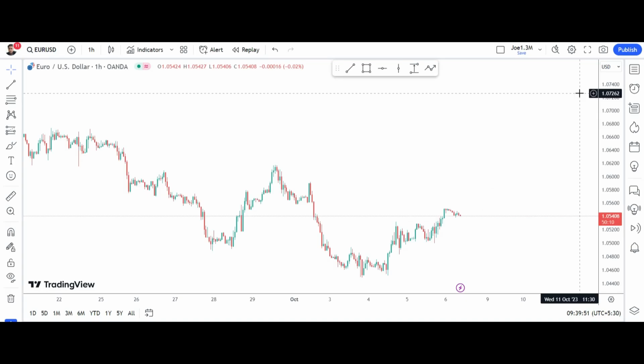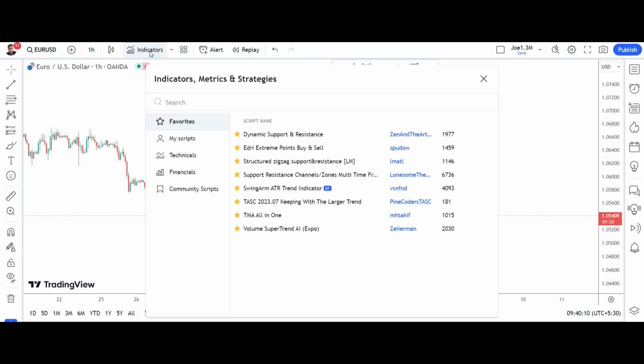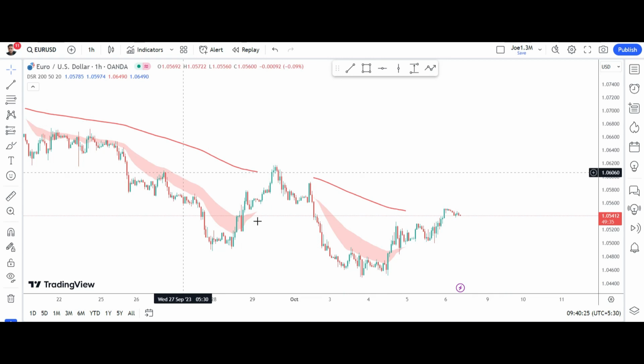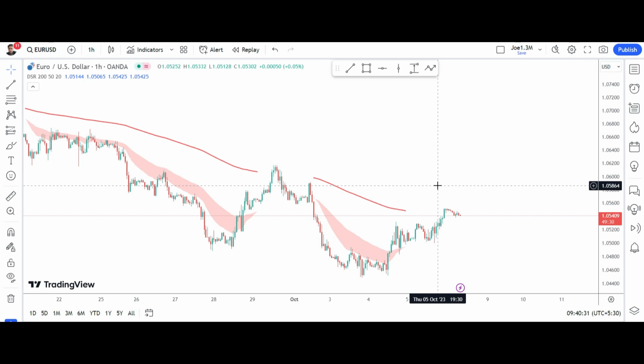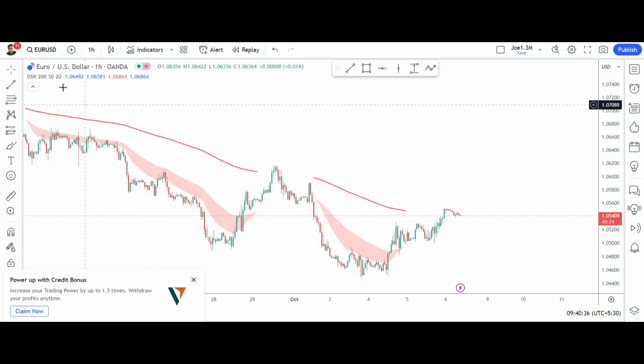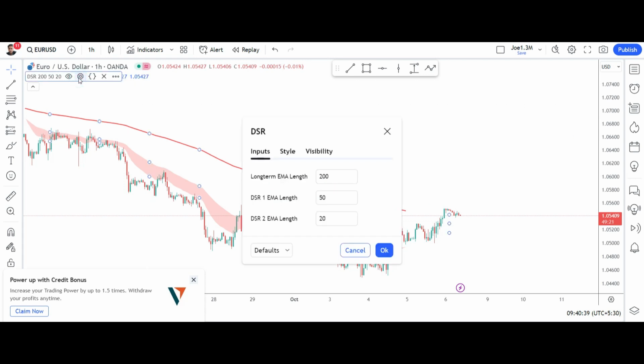Okay friends, like you can see, the chart is a plain chart. It is a EUR/USD chart. And I have already put dynamic support and resistance here as my favorite. You can see dynamic support and resistance is already there on the chart. But when you are using dynamic support and resistance, you will have to do some minor adjustments. Like in our example, we used 200 MA and 100 MA. So here we go to the settings and we will change the settings to 200 and 100.